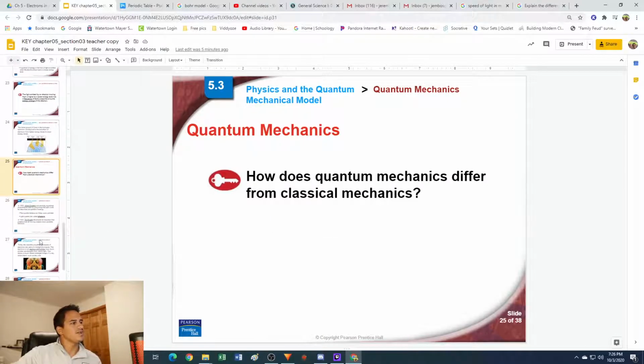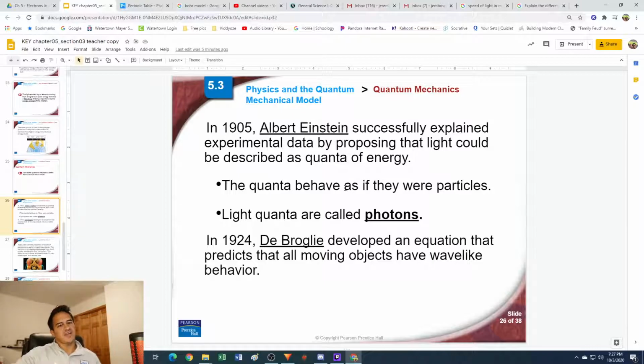The last thing to talk about is quantum mechanics and how it is different from classical mechanics, or regular physics, basically. In 1905, Albert Einstein, of course the most famous scientist that we have for the most part, explained that light itself can be described as quanta of energy, meaning that it is very specific. Quanta means there's a specific amount, a specific quantity of energy. And these quanta of energy behave as particles, and he called them photons. So there are particles of light that we call photons, and they behave like particles.